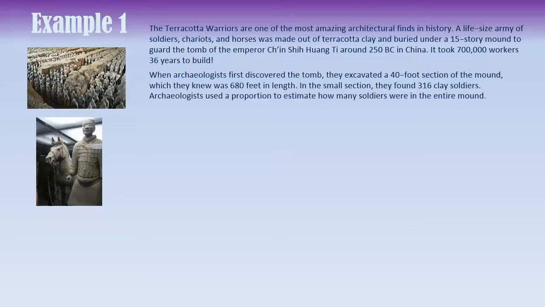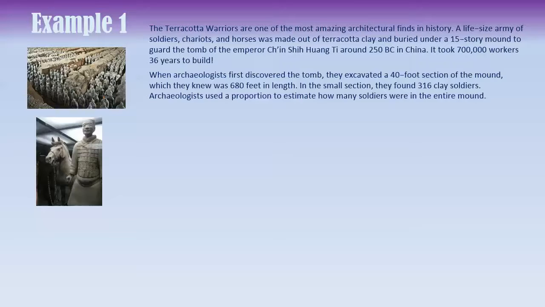So when archaeologists first discovered the tomb, they excavated part of it. They excavated this 40-foot section, and they knew the whole thing was 680 feet in length, but they just uncovered this 40-foot part of it. And in that small section, they found 316 clay soldiers. So they used an algebraic proportion to estimate the number of soldiers in the whole thing. So we're going to do that.